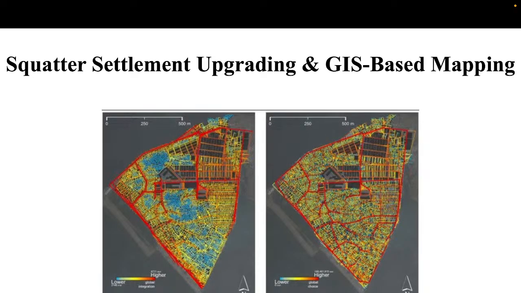So first of all, this is the topic: squatter settlement upgrading and GIS-based mapping. How can we easily do it using GIS and remote sensing? We can use different types of software like ArcMap and QGIS. We can also use different types of Python libraries. I will try to explain all the details, so you can easily get the idea about squatter settlement upgrading and GIS-based mapping.